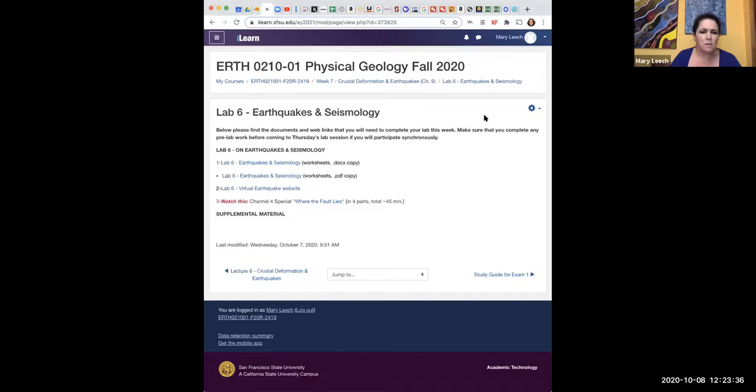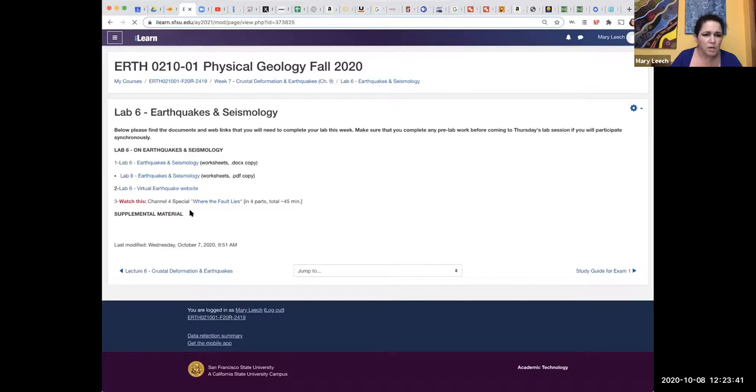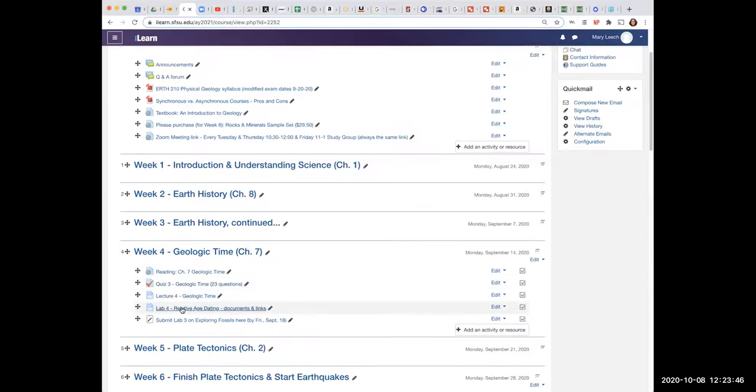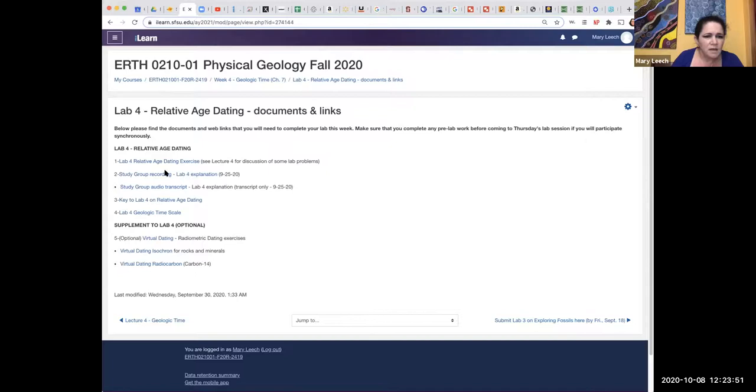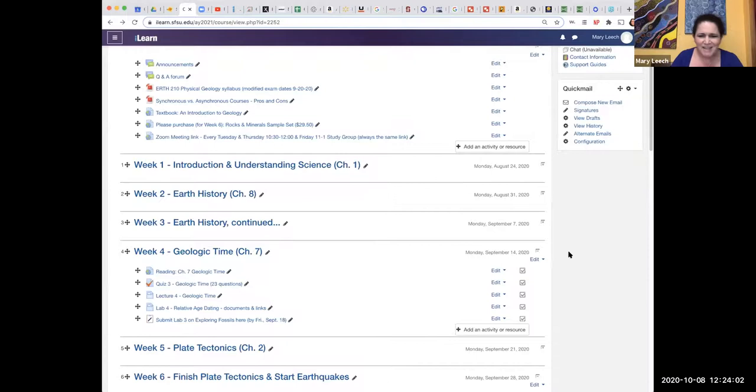Okay, so I'm back. Ah, shoot, I lost it. Back in iLearn, I'm going to go to the homepage and go to the week 4, lab 4 folder. Wait a minute, that's not the right lab, sorry. It's lab 5. Lab 5 folder.